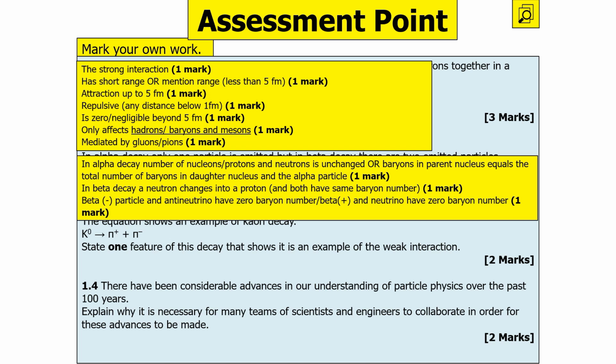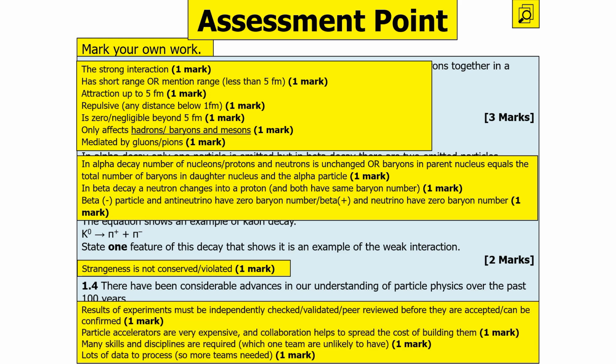We know that this decay is an example of the weak interaction because strangeness is not conserved. Strangeness is only conserved in strong interactions, not weak interactions. And finally, we've got to understand for particle physics that the results of the experiments in particle physics have to be independently checked or peer reviewed before they're accepted. Particle accelerators are very expensive, and collaboration helps spread the cost of building them. And then we've got lots of data to process, and we need many skills and disciplines to do this.